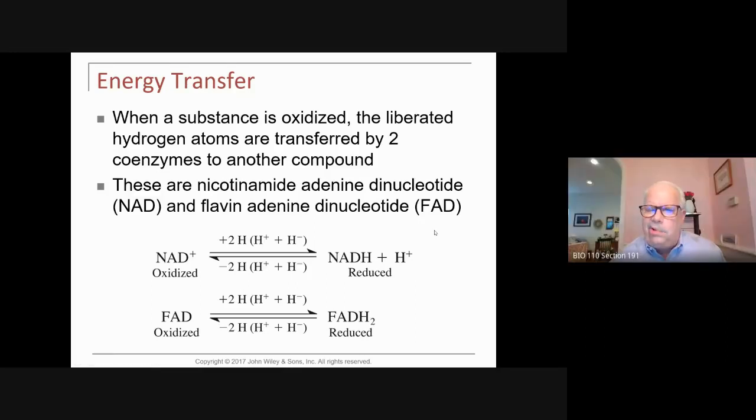Okay, I want you to make sure you understand that both of these molecules, NAD and FAD, not only are precursors of vitamins, but they are coenzymes. They are coenzymes. Okay, that's important.